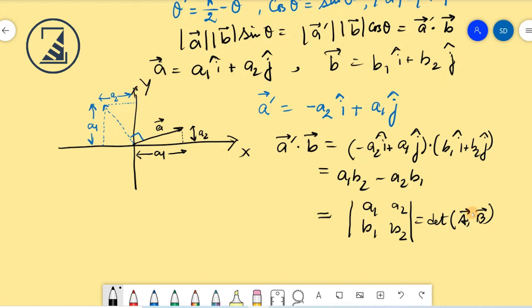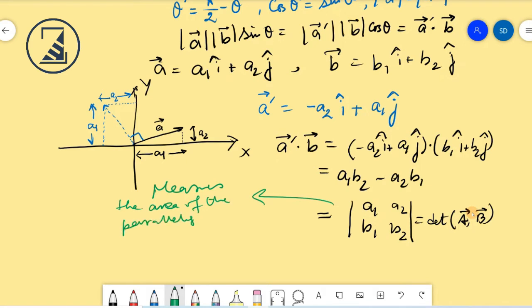So this quantity, the determinant, measures the area of the parallelogram with sides A vector and B vector. And to find the area of the triangle, we just have to multiply it with half.